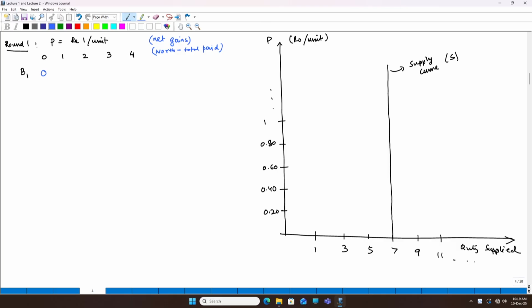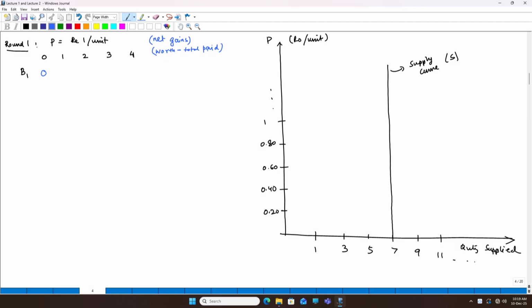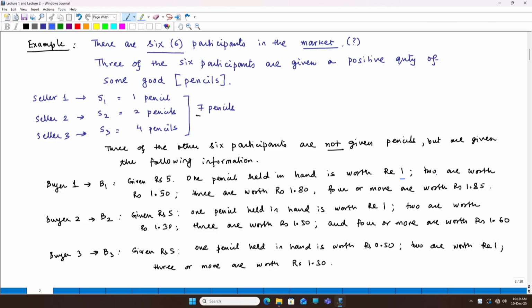gain of 0. Now, buying 1 unit is worth 1 rupee, but I need to pay 1 rupee to get that unit. So, worth 1 rupee minus total paid of 1 rupee is also going to give me 0. Now, 2 are worth 1.5. So, to buy 2 pencils, I need to pay 2 times 1, which is 2 rupees. Each pencil costs me 1 rupee. So, I paid 2 rupees to get 2 pencils which are worth 1.5. So, the question is, do you want to pay 2 rupees to get something which is worth 1.5 to you? Notice 1.5 is the total worth for both those units.